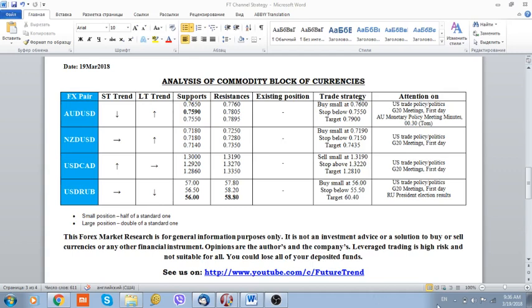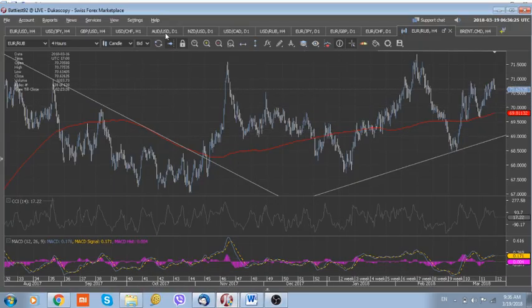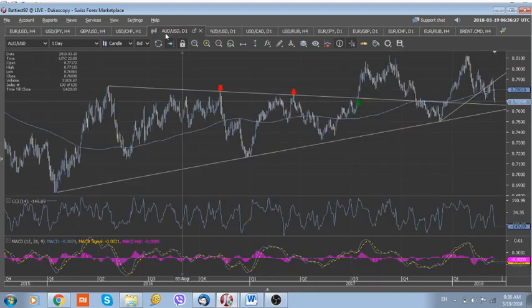And finally, the commodity block of currencies. Here we pursue a strategy of buying some of the currencies against the United States dollar. As you can see, the Australian dollar, let's see the charts. It will be much easier to explain our opinion and our approach.